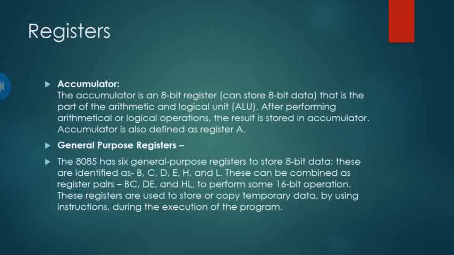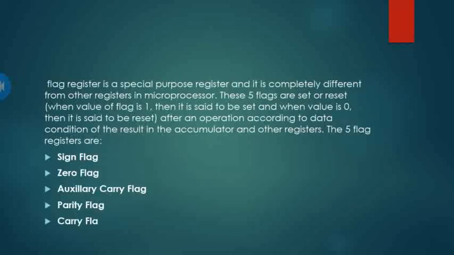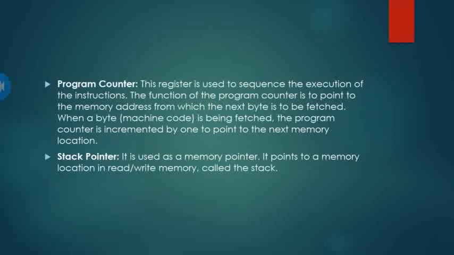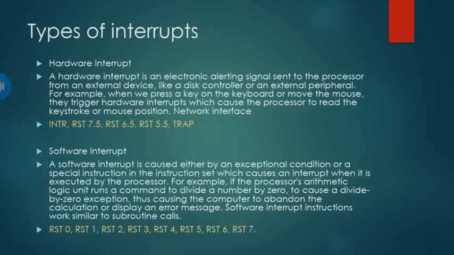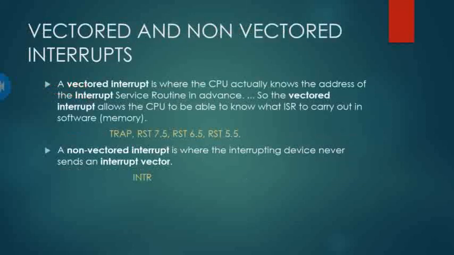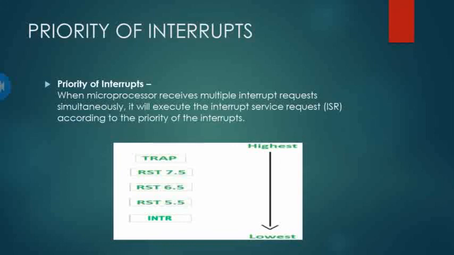After that there is another topic related to 8085, registers of 8085, where we have studied accumulator, general purpose, flag registers, program counter and stack pointer. The next topic related to 8085 is interrupt. Interrupt, types of interrupts, maskable and non-maskable interrupts, vectored and non-vectored interrupts, and priority of interrupts. With this we have finished first unit of CS2.